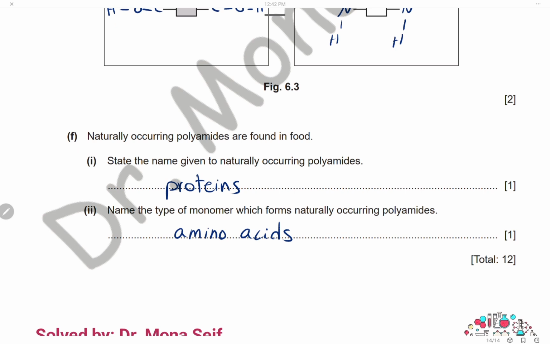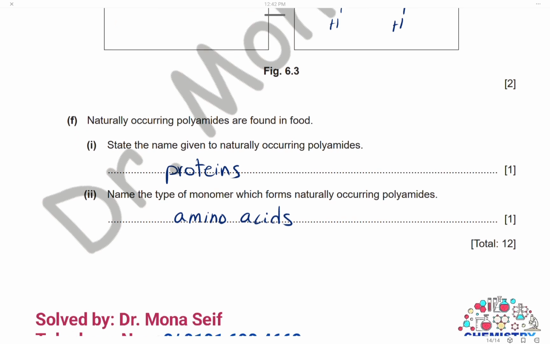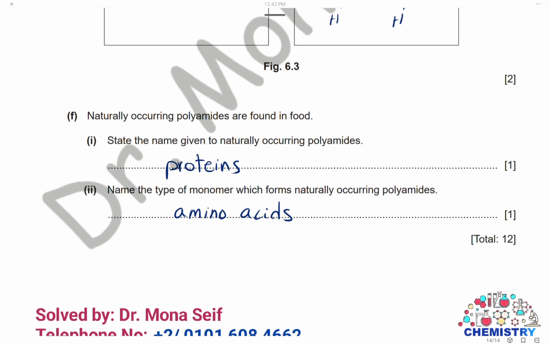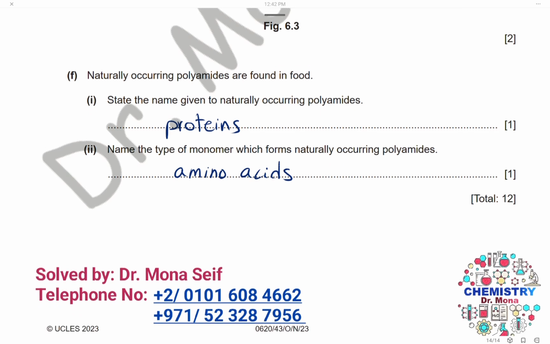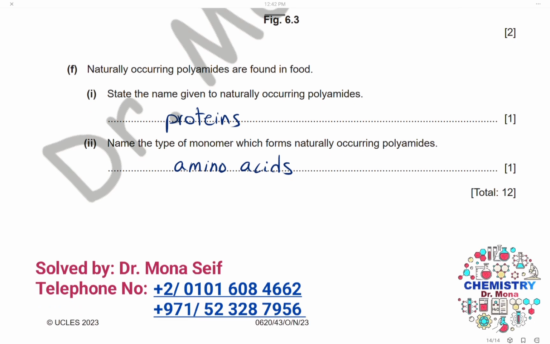Naturally occurring polyamides are found in food. State the name given for naturally occurring polyamides. We have proteins, which are naturally occurring polyamides in our food. Name the type of monomers which form naturally occurring polyamides. The monomers, of course, are amino acids.